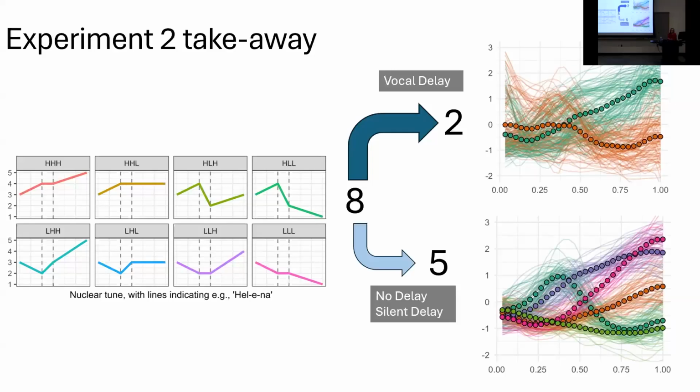So in all conditions, the lost tune distinctions can be observed in fine-grained variation in the ending F0 and in rise curvature.